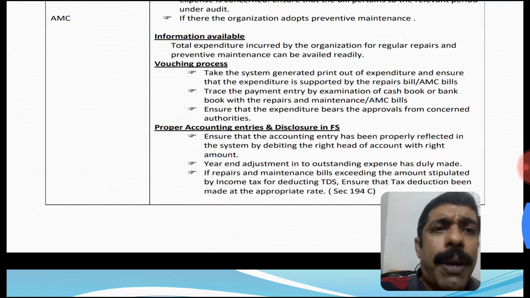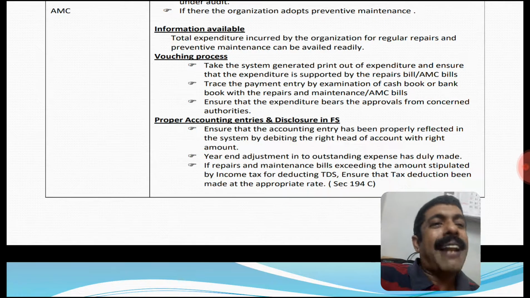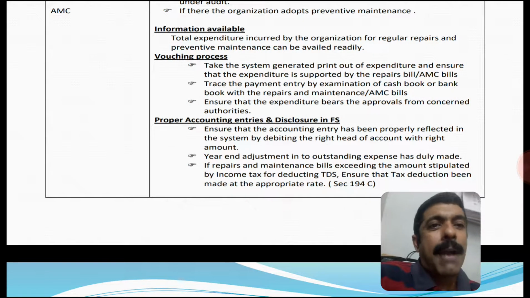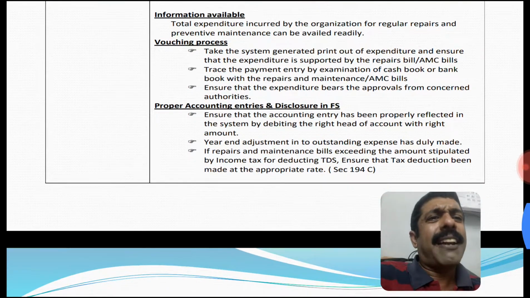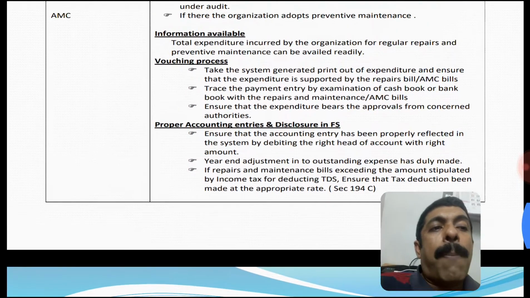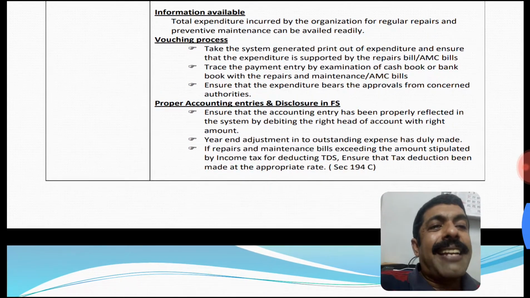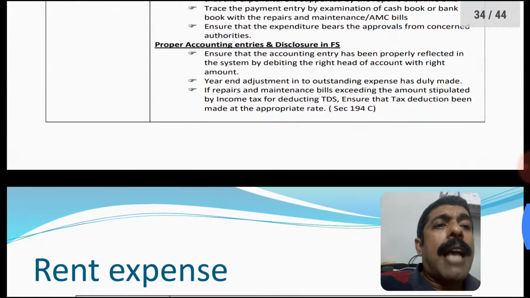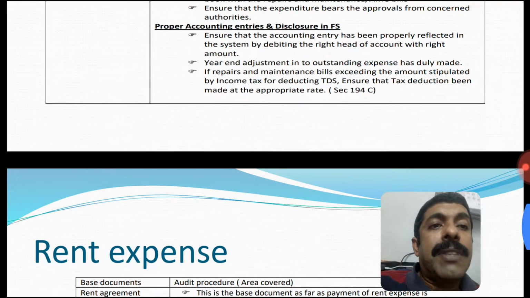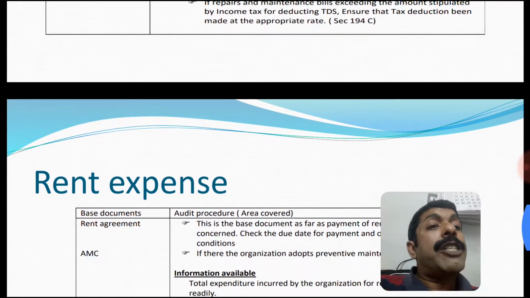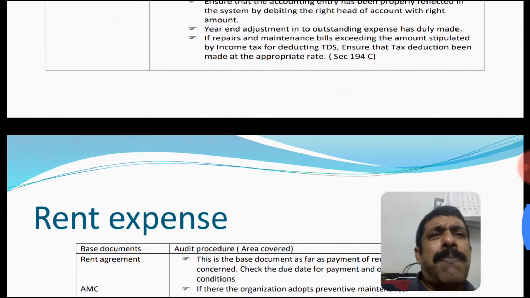Vouching process is common. Take the system generated printout, attach the supporting bill and get the approval from the concerned authority; this is the common point. How the payment is made is also a common point. Check the cash or bank payment. Proper accounting and disclosure are also common points. Ensure that the accounting entry has been properly reflected in the system by debiting the right head with the right amount. Right head and right amount is the common point. Year-end adjustment has to be made for outstanding expense. And if the repair bills exceed the limit stipulated by the income tax authority, ensure that these are the additional points specific to this case.